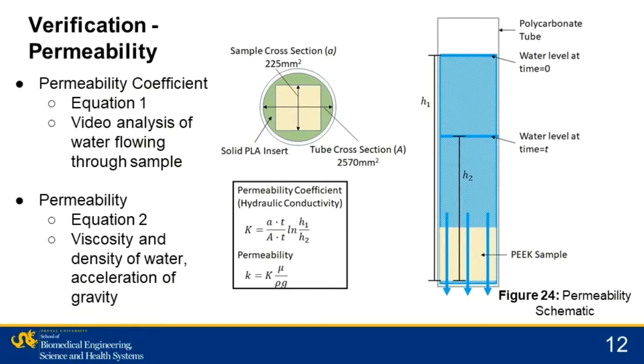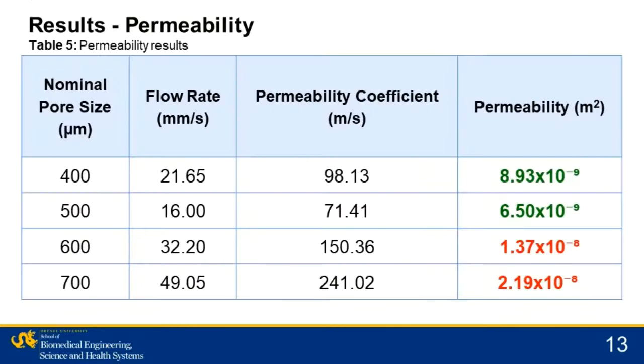To verify permeability, we used a modified falling head test. We captured a video of the water flowing through our sample and used that to calculate the permeability. This table shows the permeability results. The smaller two pore sizes had acceptable permeability ranges. However, the water flowed too quickly through the larger pore sizes and those samples failed.